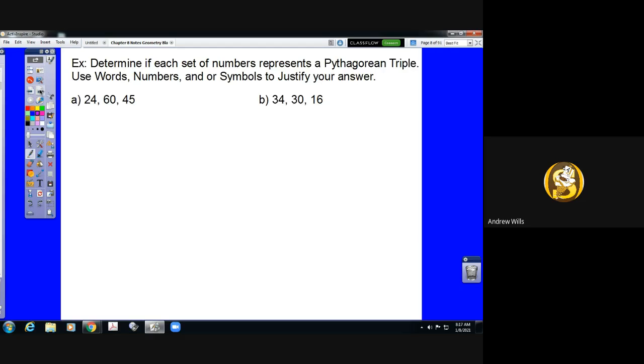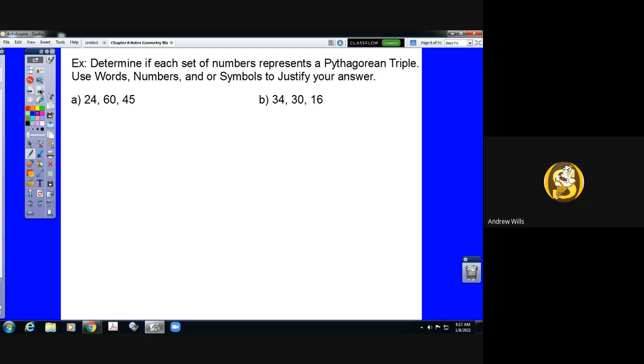Okay, in the chat for letter A, which number is C? Which number is C? In the chat, type in the number that is C. See, I got somebody. Remember, the C value has to be the biggest number.